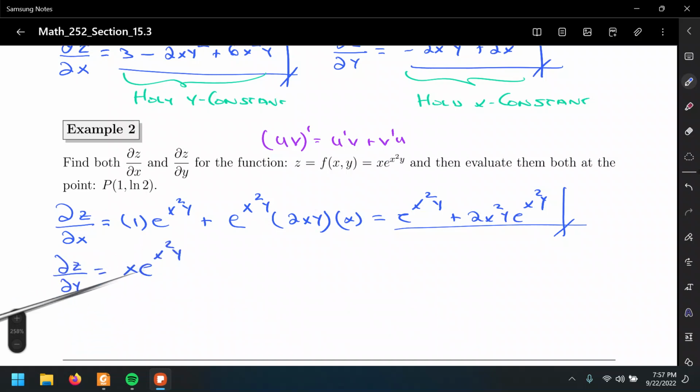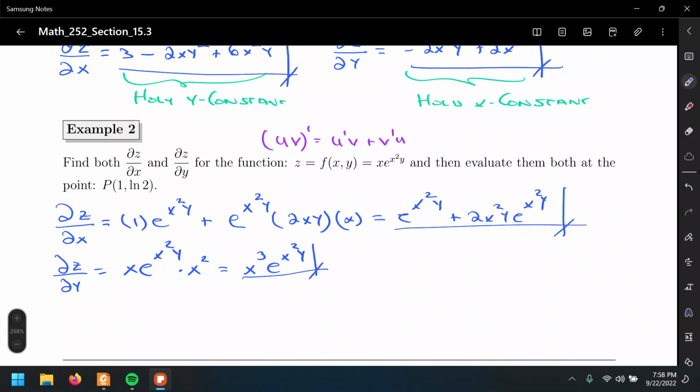Now, what's the derivative of x squared y with respect to y? Careful here. x squared only, right? Because that's the constant multiplying y. The derivative of y is just 1. 1 times the constant x squared is x squared. Simplifying this, that's x cubed e to the x squared y, and that's the final answer.